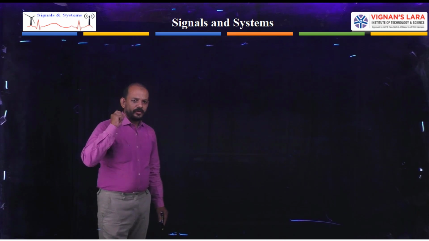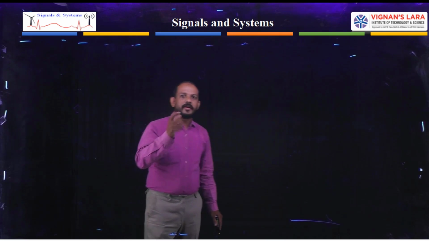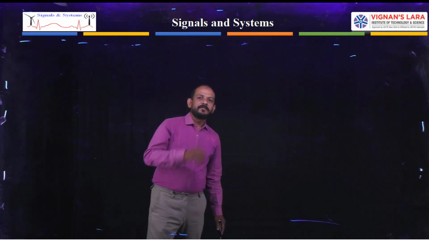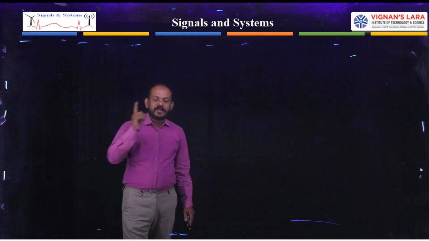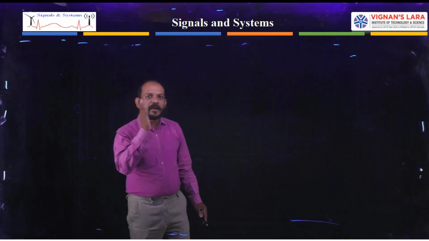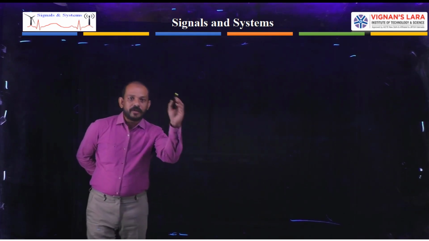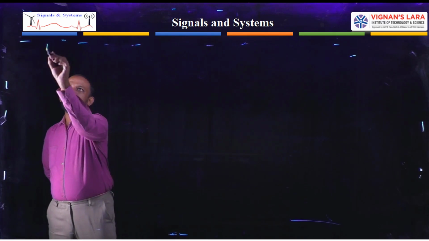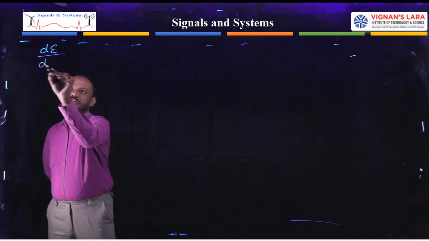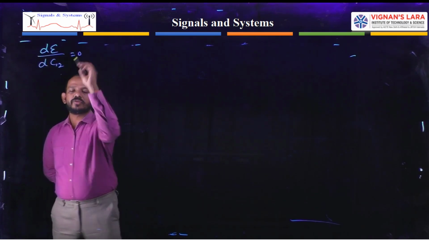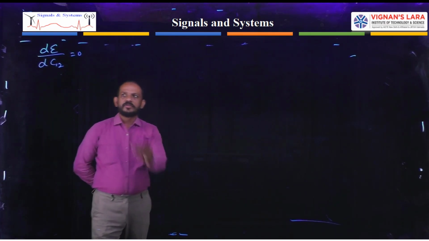Now the value of C12 which minimizes the mean square of the error will be found from dε/dC12 = 0, or simply d/dC12 of the mean square error equal to 0.